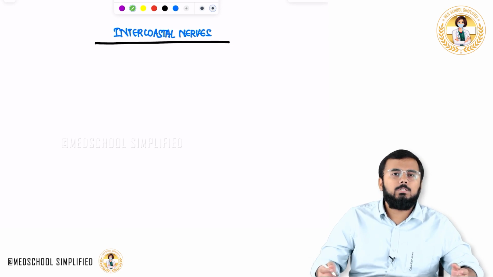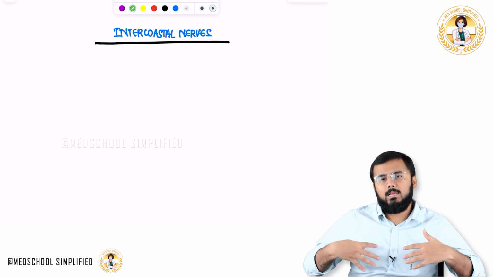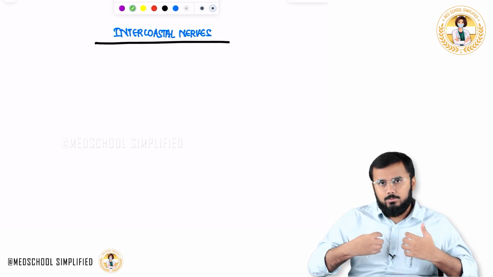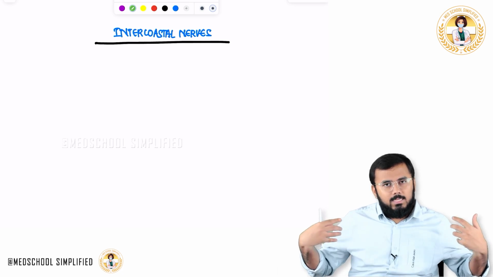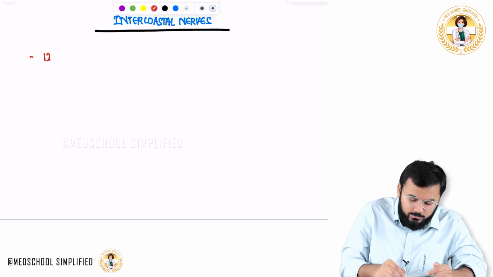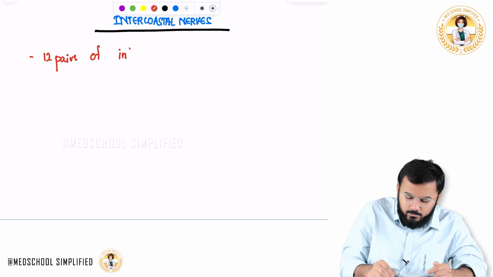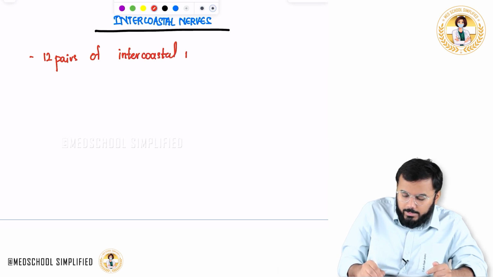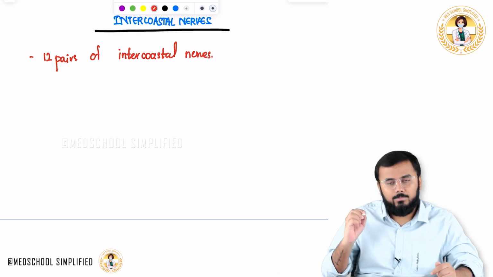Why am I calling it pairs? Because the intercostal nerves are symmetrically and equally distributed on both sides. So how many pairs of intercostal nerves? I've got 12 pairs of intercostal nerves.